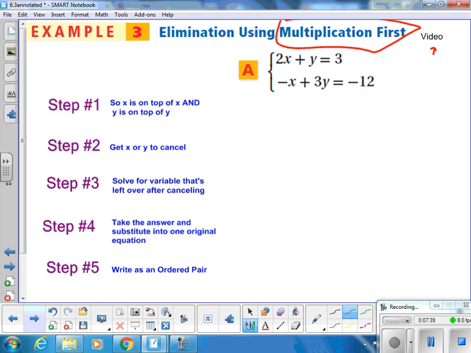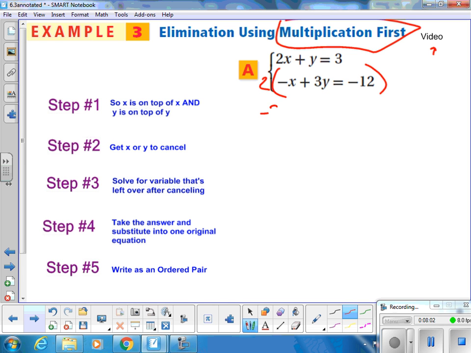But let's look at multiplication. So sometimes just adding and subtracting doesn't solve something, but I can change an equation in a major way to kind of help me solve some things. So when I look here, I see that I have 2x and I have a negative x. So if I double everything here, if I multiply everything by 2, then that will help me out. And I'm going to do that.